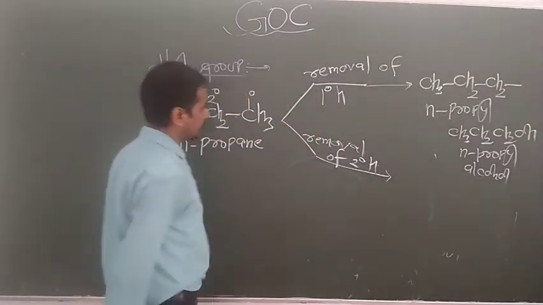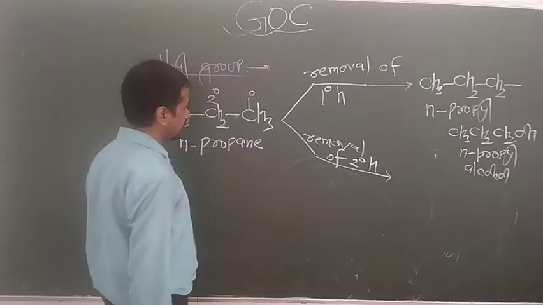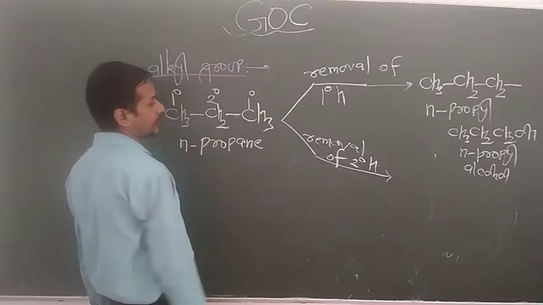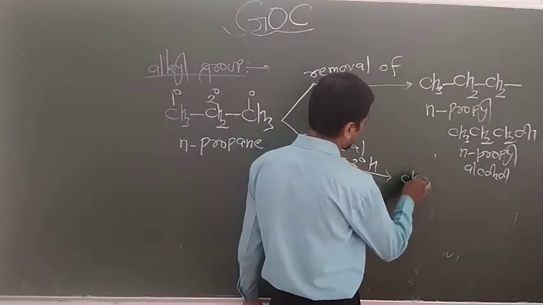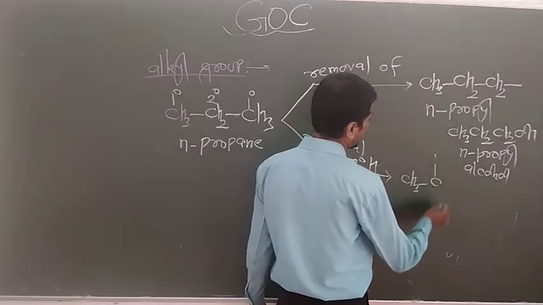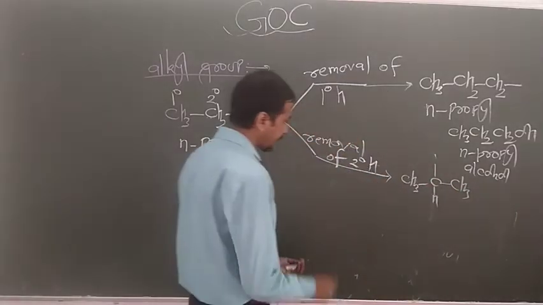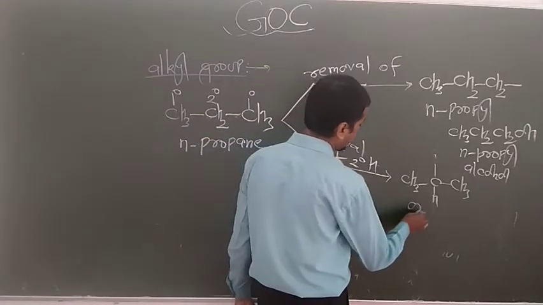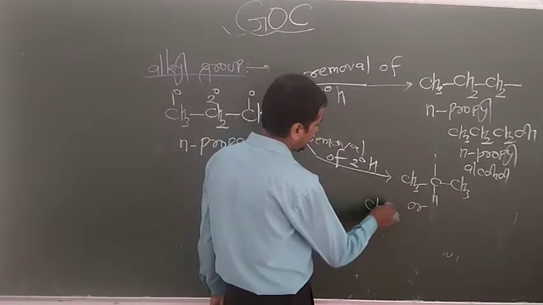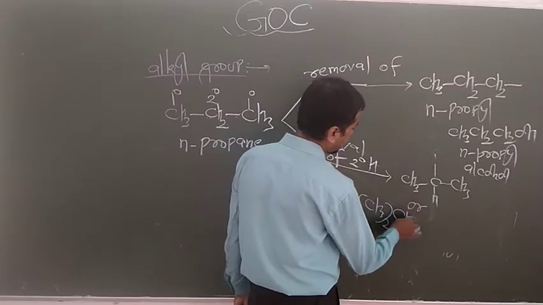Now students, next is removal of 2 degree H, so 2 degree H from this carbon. Now this generates the formula CH3, C with 1 bond free, CH3, and 1 H there. Now this can be written like this also: (CH3) whole twice CH, with 1 bond free.